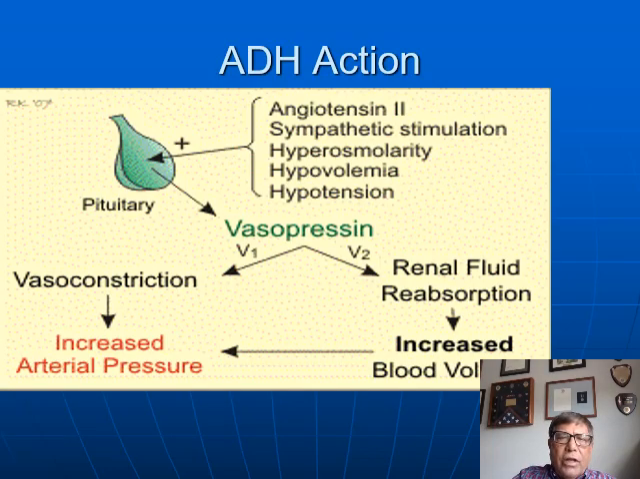Again, this is a very good diagram. Sympathetic stimulation, hyperosmolarity, and hypotension are the stimuli to release vasopressin. It can go to the V2 receptor, and that's what our diabetes insipidus discussion is about: renal fluid reabsorption and increased blood volume. On the other hand, the V1 receptor is used when it has to produce vasoconstriction and increase arterial pressure.